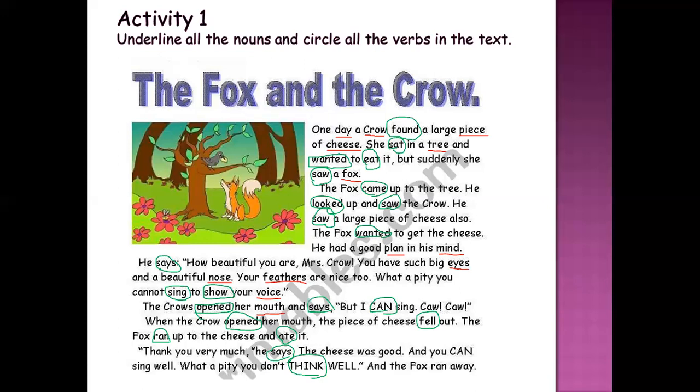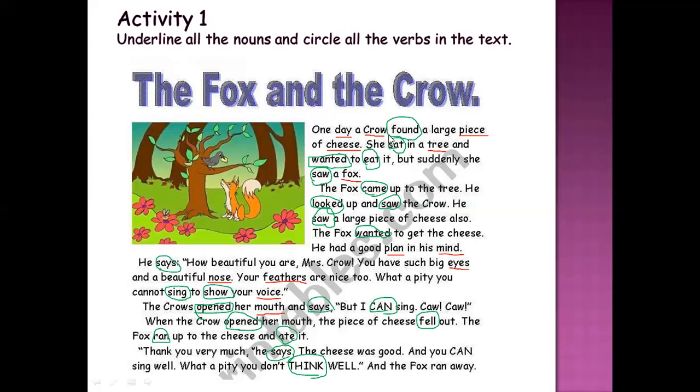First, let's have a look at the nouns. First one, day, crow, peace, cheese, tree, fox, plan, mind, eyes, nose, feathers, voice, mouth. Those are the nouns I found in this text.